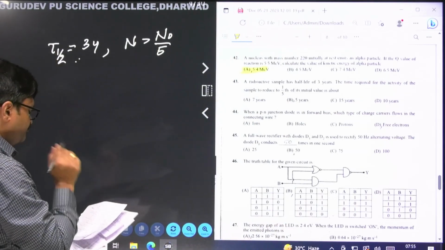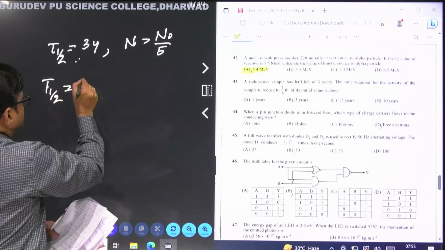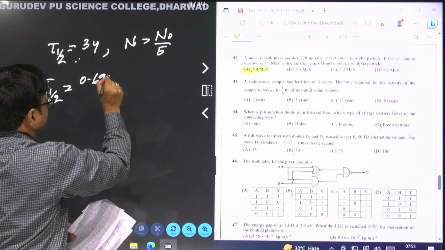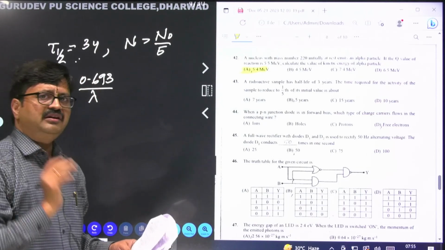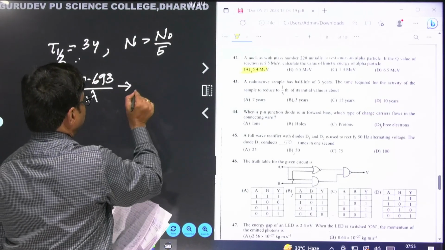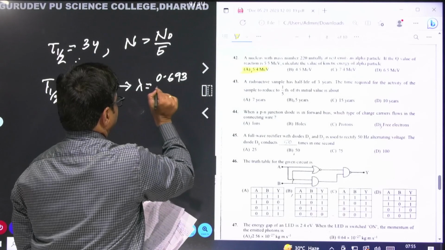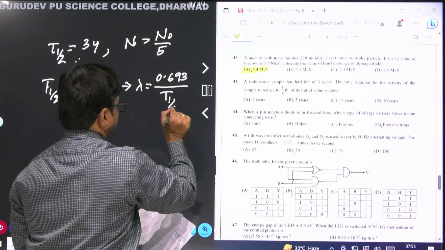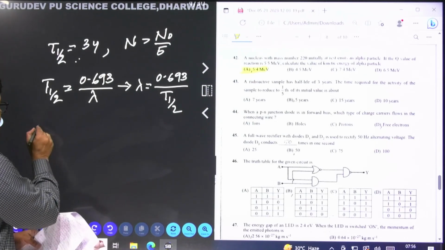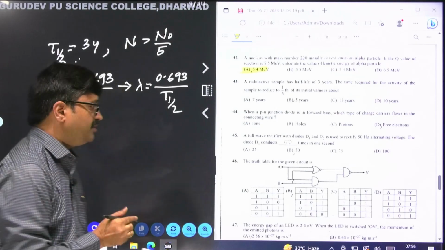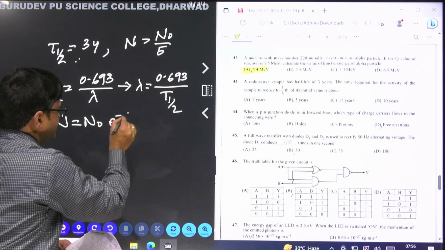So first formula would be the T half formula. T half is equal to 0.693 divided by lambda. Now by using this, we will find the value of lambda. So lambda can be written here as 0.693 divided by T half. Okay. So this is what we have. And we know that one more equation, that is the decay relation, that is n equal to n naught into e raised to minus lambda t.